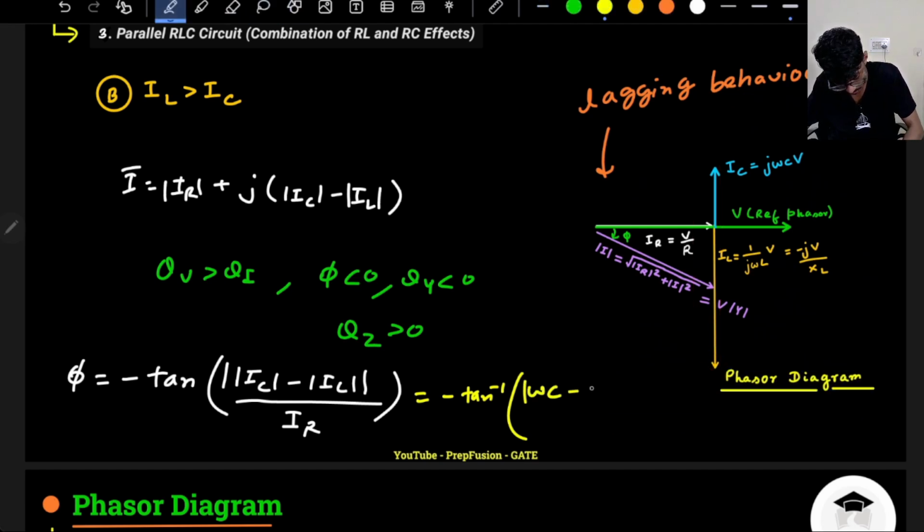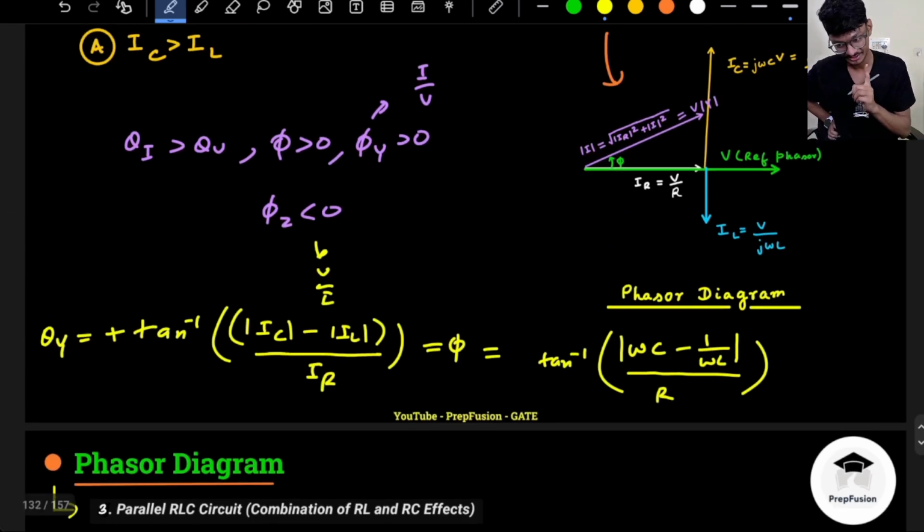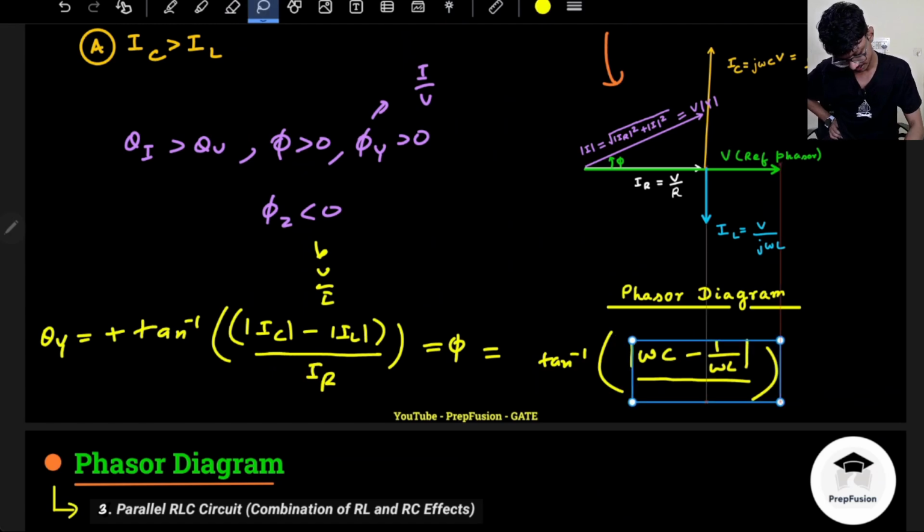Omega c minus 1 by omega l, divided by r. Okay, so am I doing this correctly? Oh, I made a mistake. That's why you don't skip the simplification. This is v by r, right? So if it is v by r, r will go at the top. So here r will be here. That is what I was thinking.